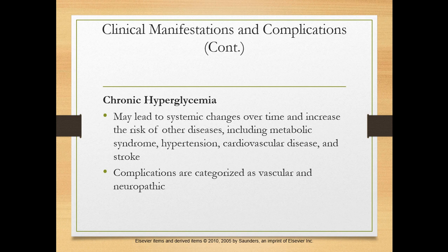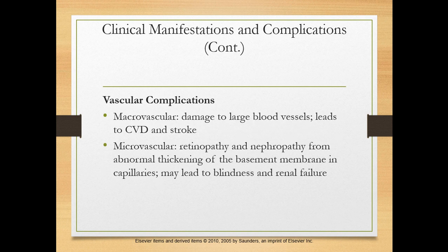So it's kind of like when we discuss hypertension and organ damage, kind of the same thing here, where these patients have this one condition. If it's not quite controlled, now they can lead to many, many types of organ damage. Okay. So we're going to start off with explaining vascular complications. For vascular complications, we break it down into macrovascular and microvascular. Macrovascular is damage to large blood vessels.